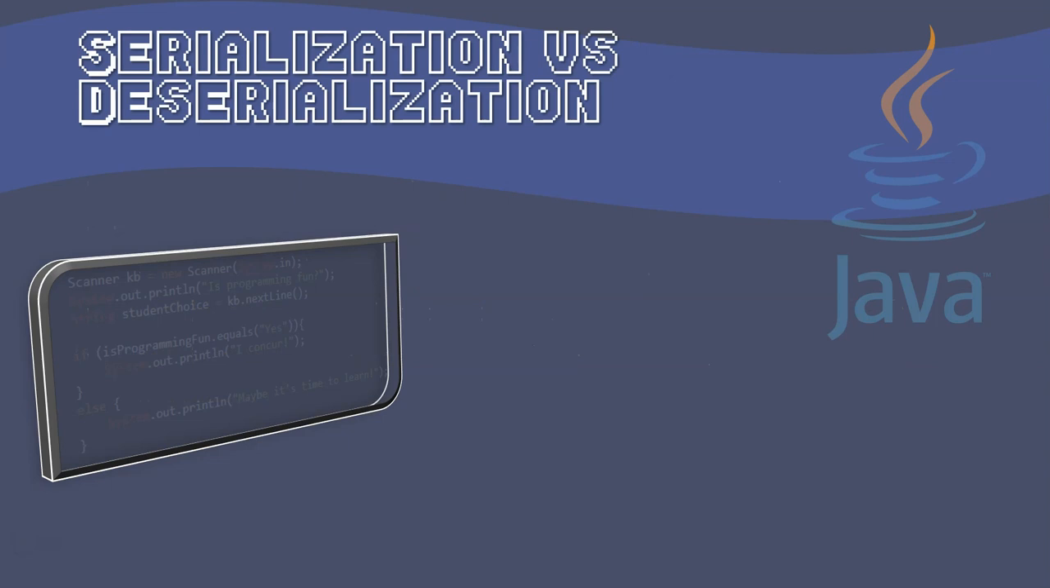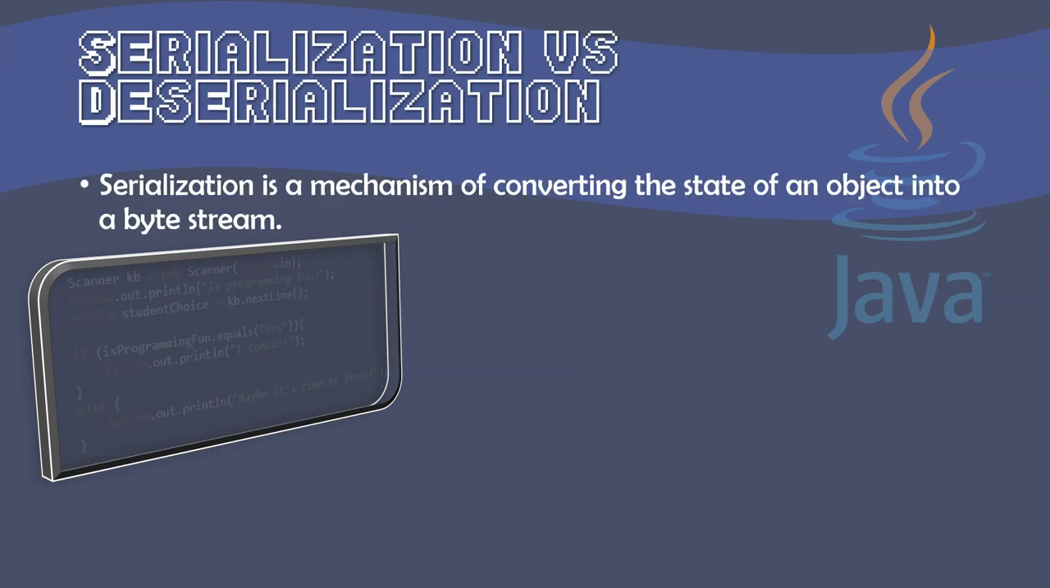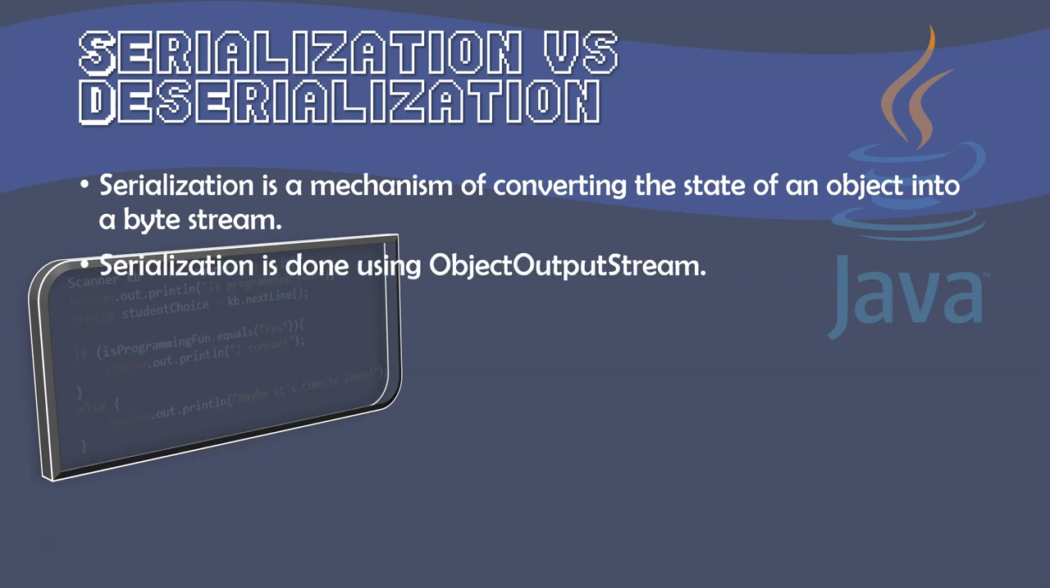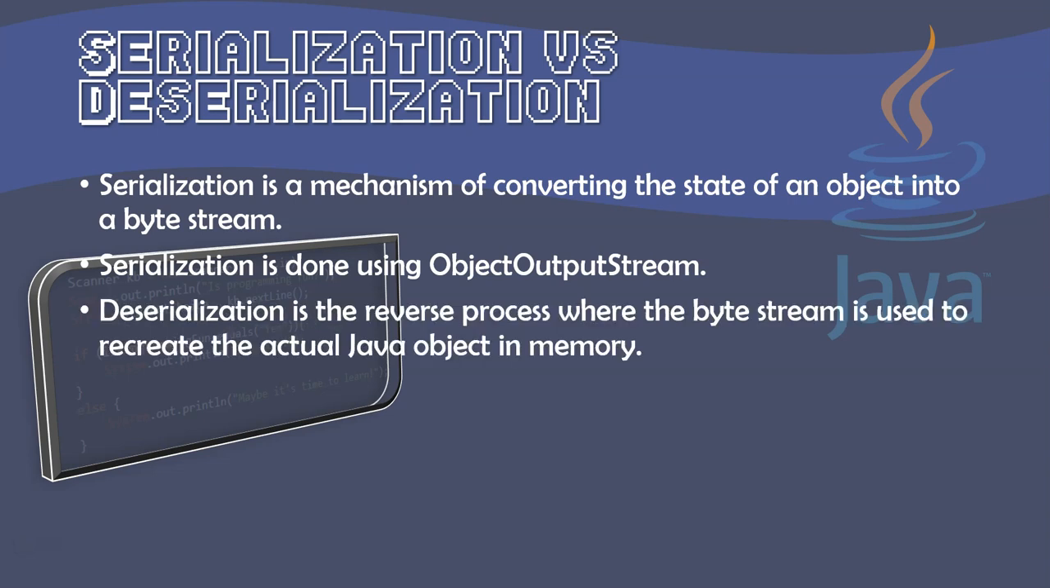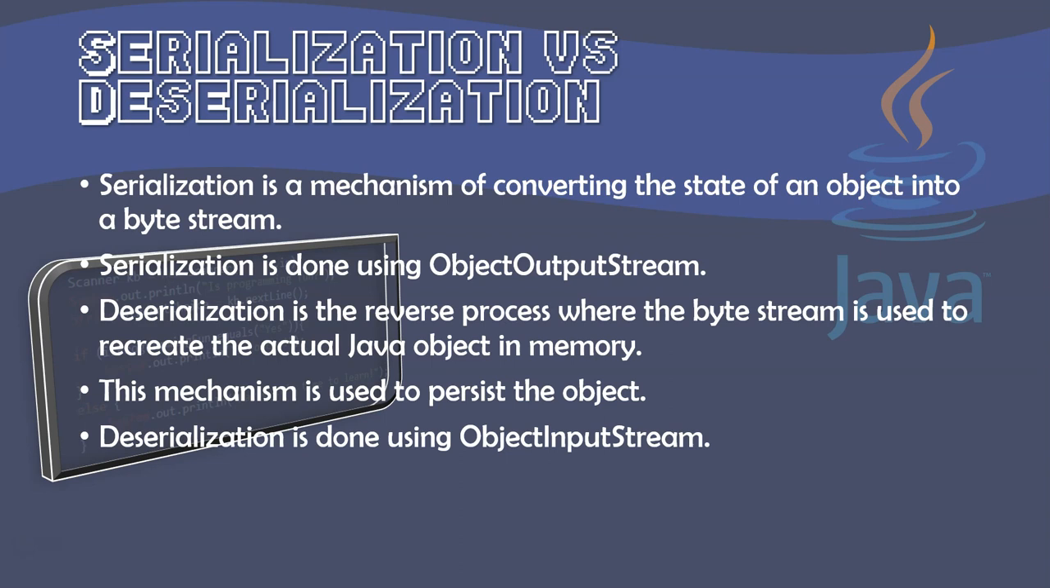So what's the difference between these two terminologies? Well, serialization is simply a mechanism of converting the state of an object into a byte stream. Serialization is done, of course, using ObjectOutputStream. Deserialization is the reverse process, where the byte stream is used to recreate the actual Java object in memory. This mechanism is what we use to help that object persist. Now, deserialization uses ObjectInputStream.